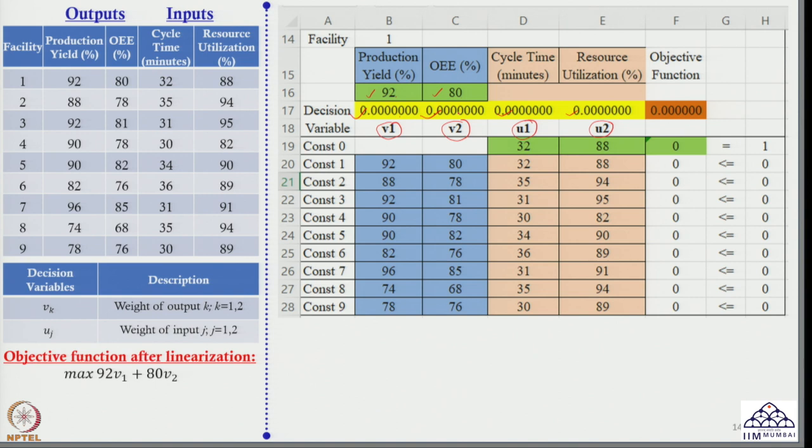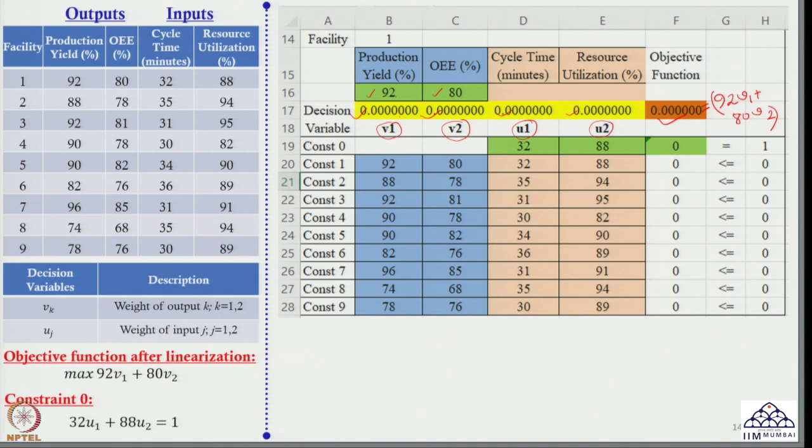So the objective function is 92 into V1 plus 80 into V2. Now V1 and V2 are both 0 initially, so what will be the value? 92 into 0 plus 80 into 0, so that is 0. This term is nothing but 92 into V1 plus 80 into V2. Since both are 0 initially, the objective function value is also 0. So the objective function is clear.